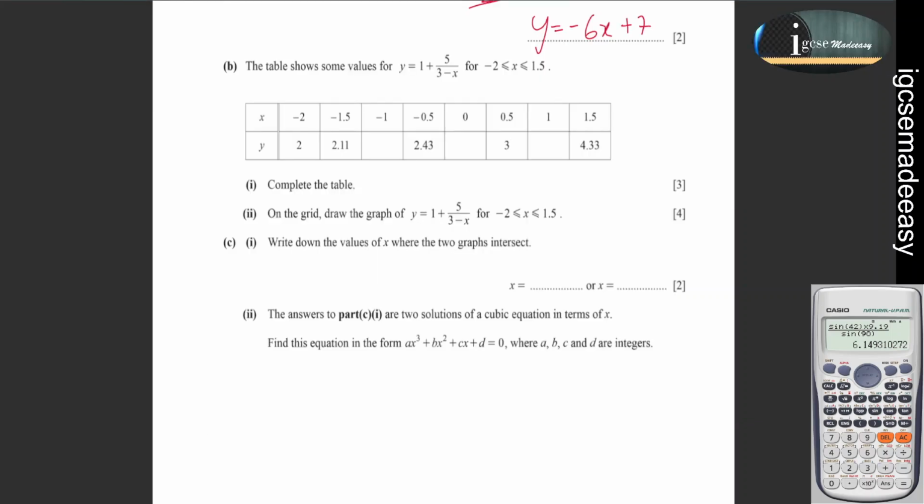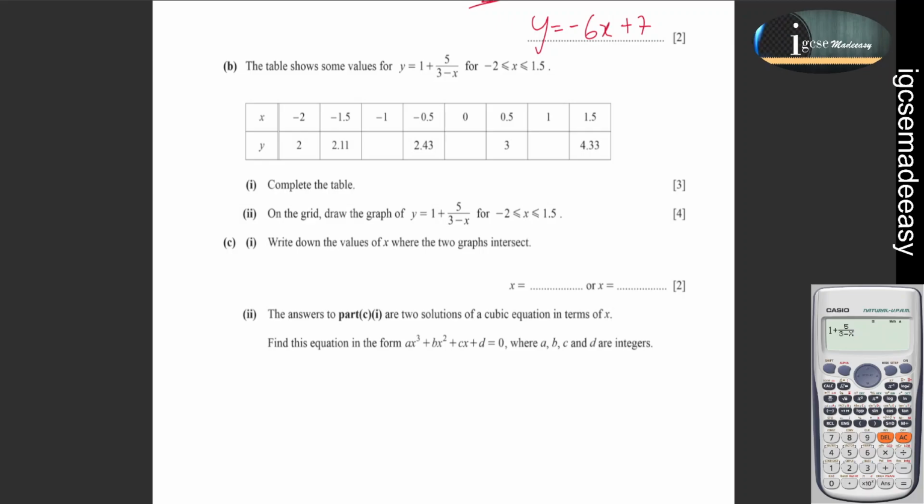Part B. The table shows the values of y equals 1 plus 5 by (3 minus x), and we have to find the incomplete values. We can use a calculator. I'll show you how. We just write the equation in the calculator. I'll write 1 plus 5 by (3 minus x), where x I can write using alpha and x. Then this is the equation I wrote.